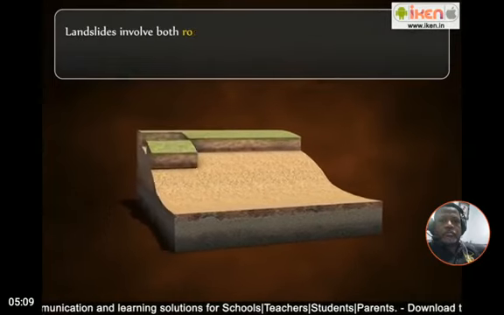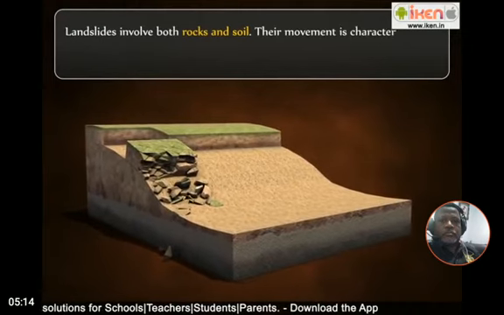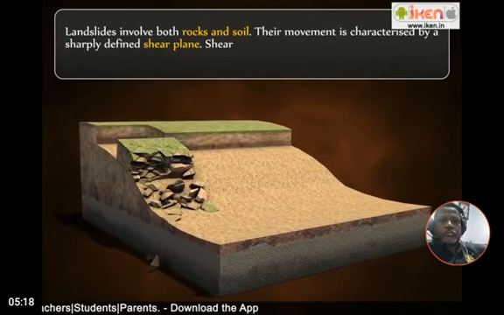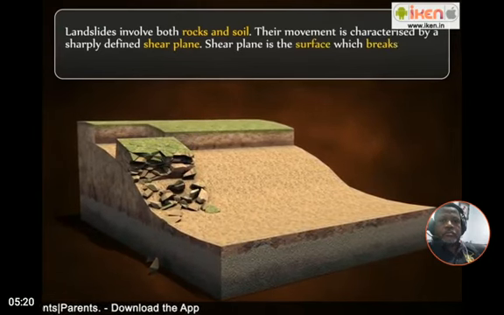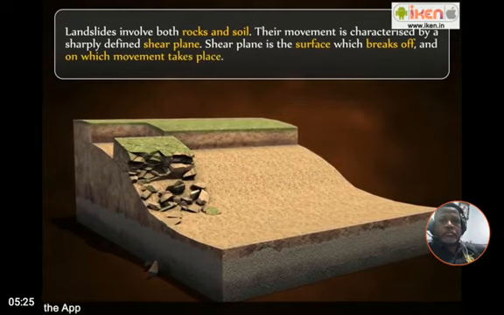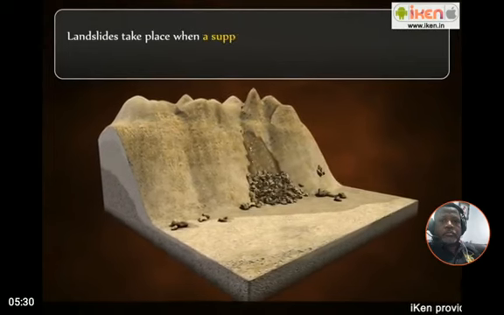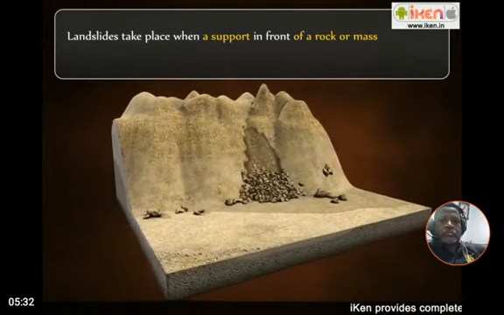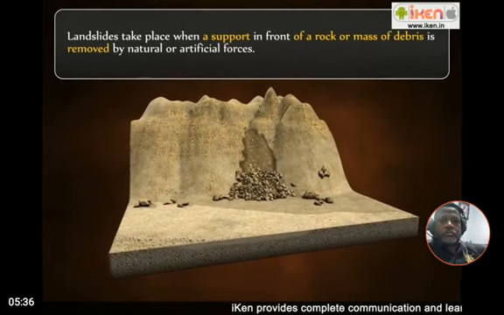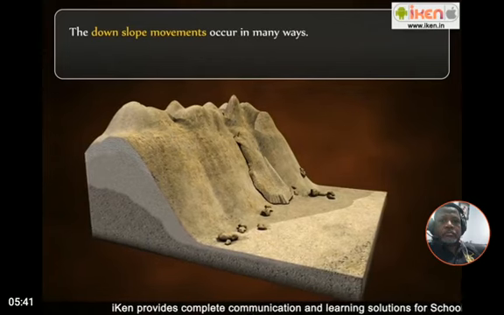Landslides involve both rocks and soil. Their movement is characterized by a sharply defined shear plane. Shear plane is a surface which breaks off and on which movement takes place. Landslides take place when a support in front of a rock or mass of debris is removed by natural or artificial forces. The downslope movements occur in many ways.